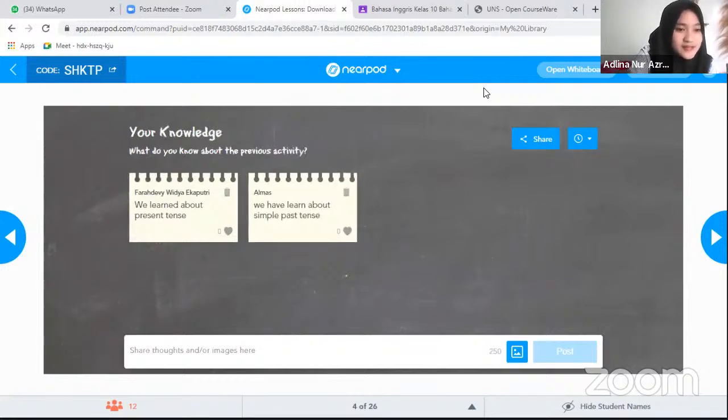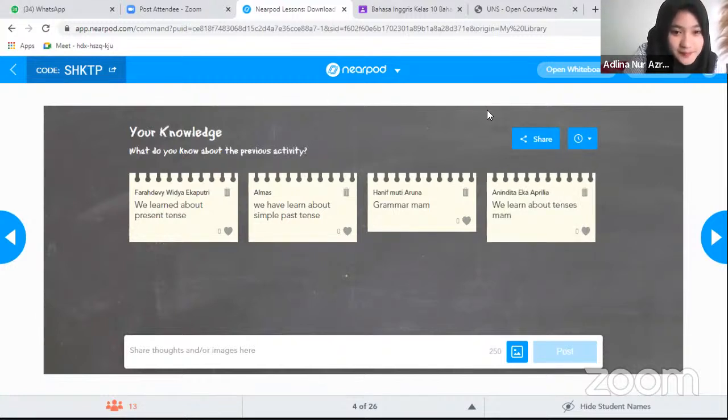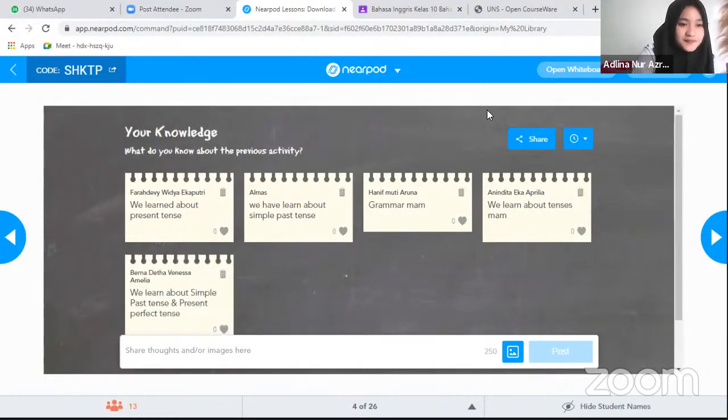Okay, Farah Devi says that she learned about present tense. Alma said we have learned about simple past tense. Okay, great. You still remember that, Alma and Farah? Other students, please. Okay, grammar, ma'am. All right, good, Hanif. Anin, we learn about tenses, ma'am. Okay, great. I guess that's enough for this section. Next, please, Haryo.